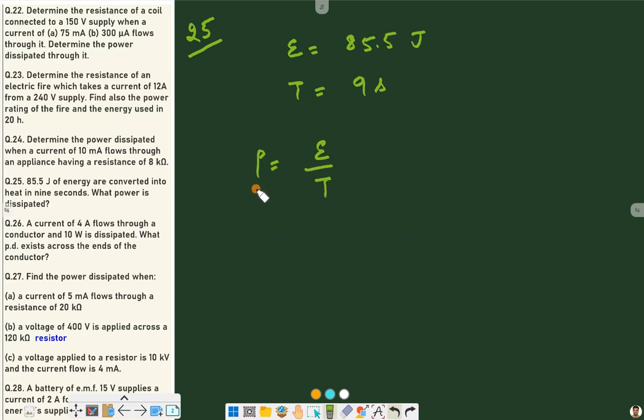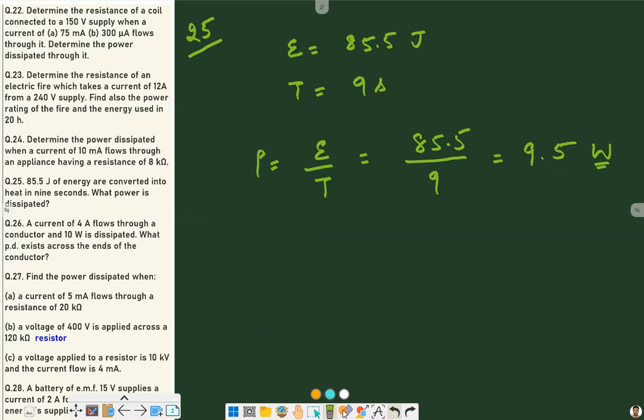Power is the rate of doing work with respect to time. So here it is energy by time. So the answer will be 85.5 by 9, which gives you 9.5 watt. The unit of power is watt, so the answer is 9.5 watts.